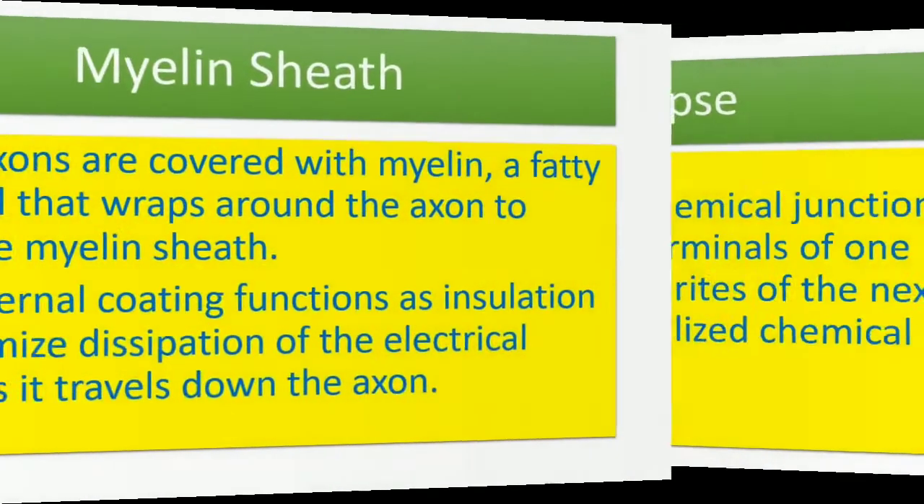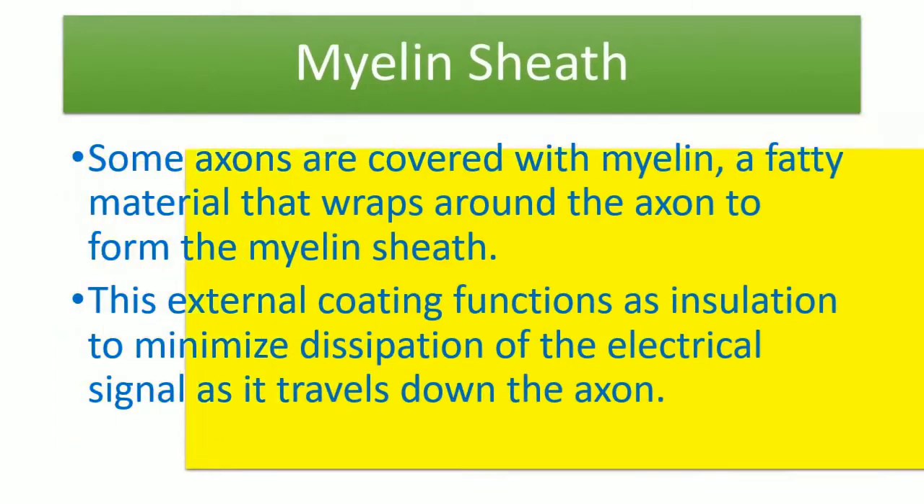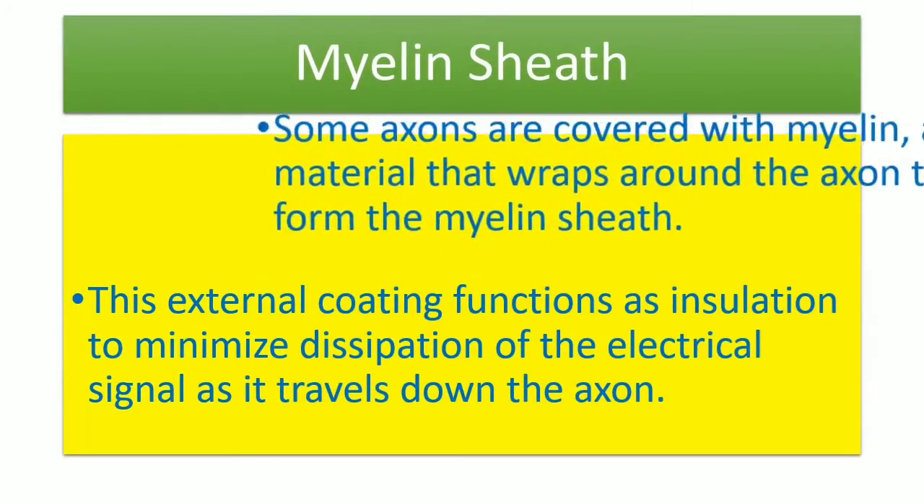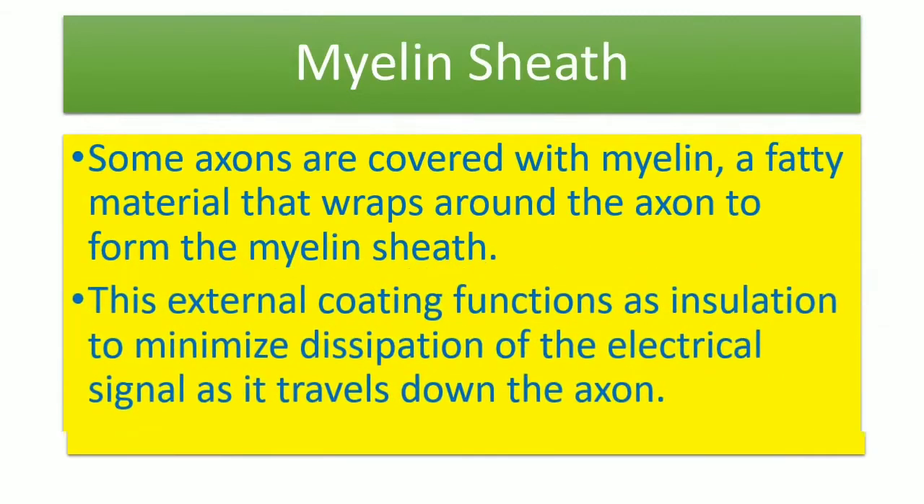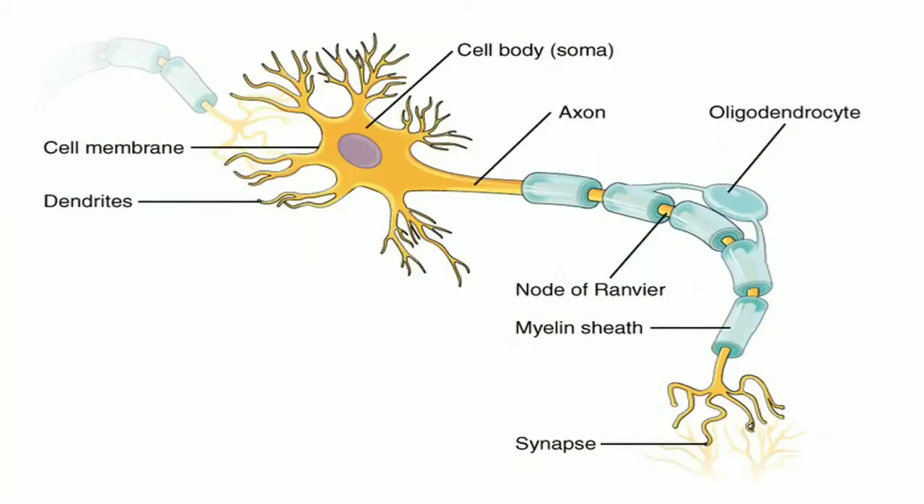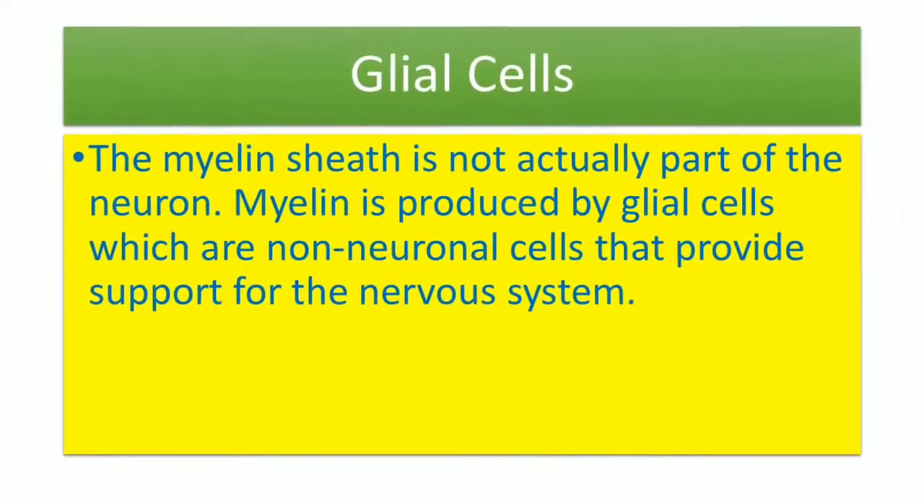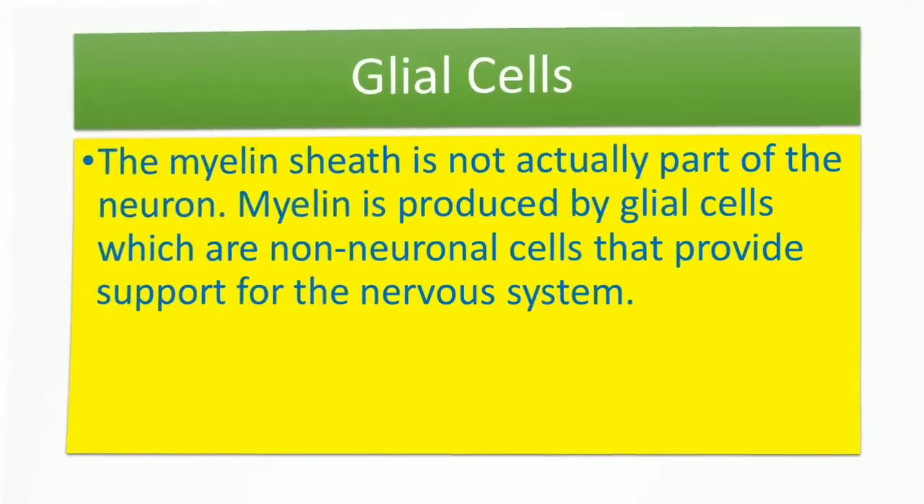other. Now the myelin sheath, that helps to cover the axon with the myelin, a fatty material. Okay, it is given here also, the myelin sheath you can see in the structure which is connected with the synapse. Then glial cell, the myelin sheath is not actually a part of the neuron, but it is a type of glial cell.